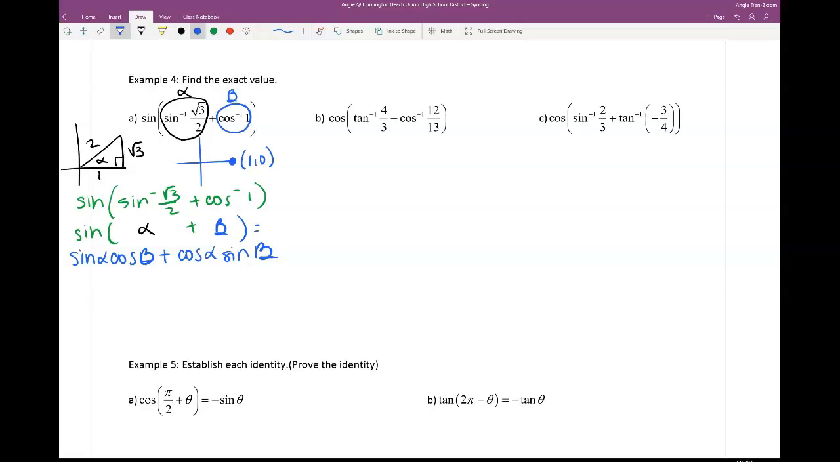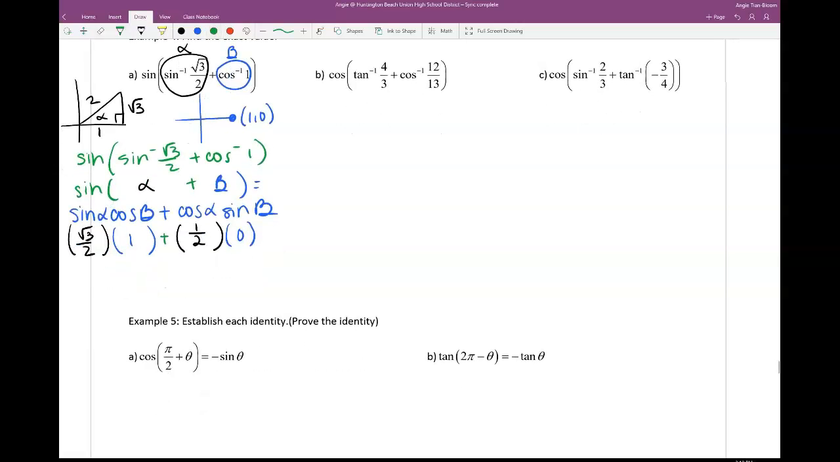Okay, I have alpha and beta. I know exactly where to look for alpha. Alpha is a black triangle. Sine of alpha is radical 3 over 2. Cosine of alpha, I can also look at the black one. Cosine is adjacent over hypotenuse. Beta, cosine of beta, beta is a blue one. Cosine is 1. Sine is 0. And then in the middle, I need to bring down that plus sign, otherwise it's going to be wrong. So when I multiply, 1 times radical 3 is just radical 3, all over 2. 0 times anything is 0. So my final answer for this one is just radical 3 over 2.